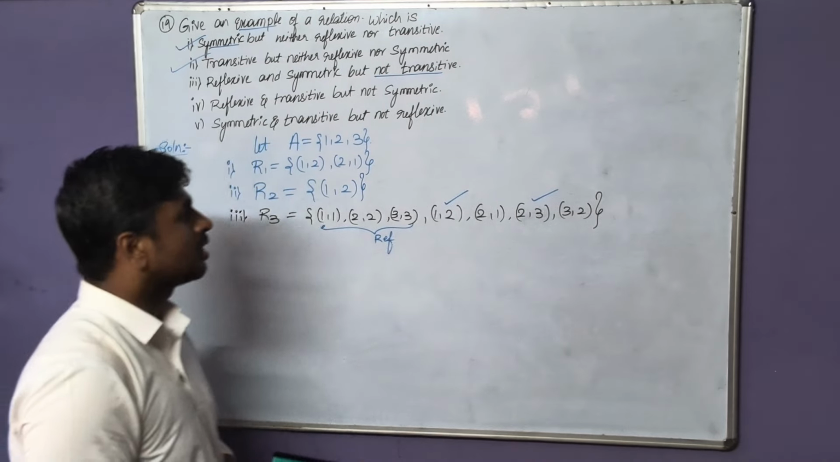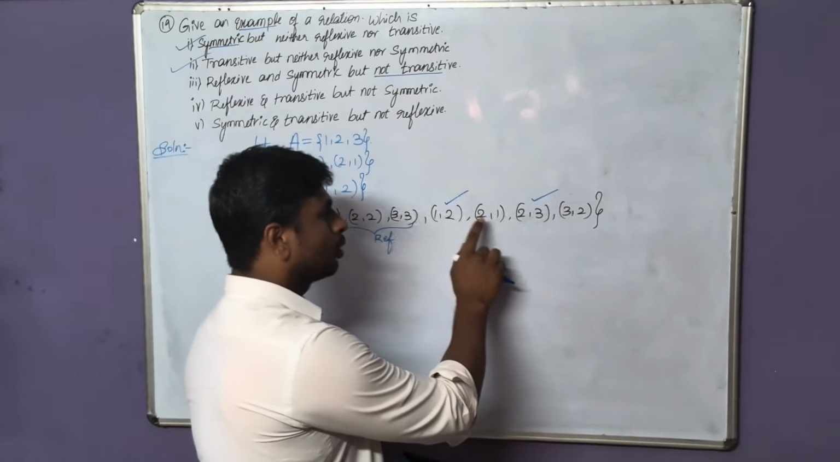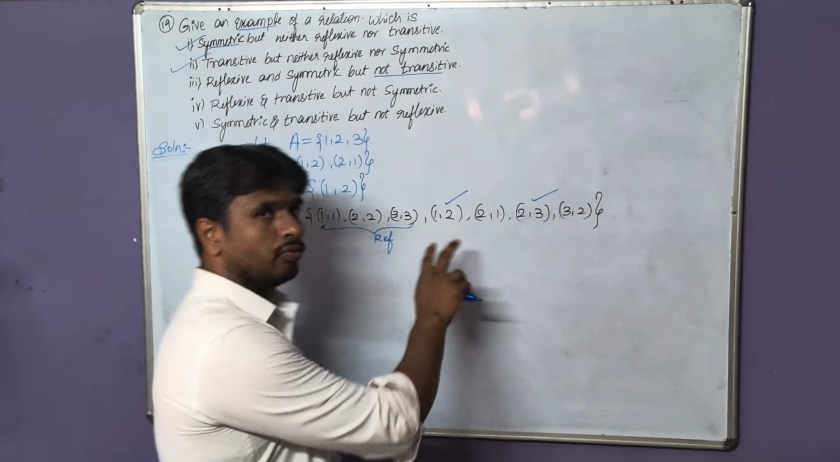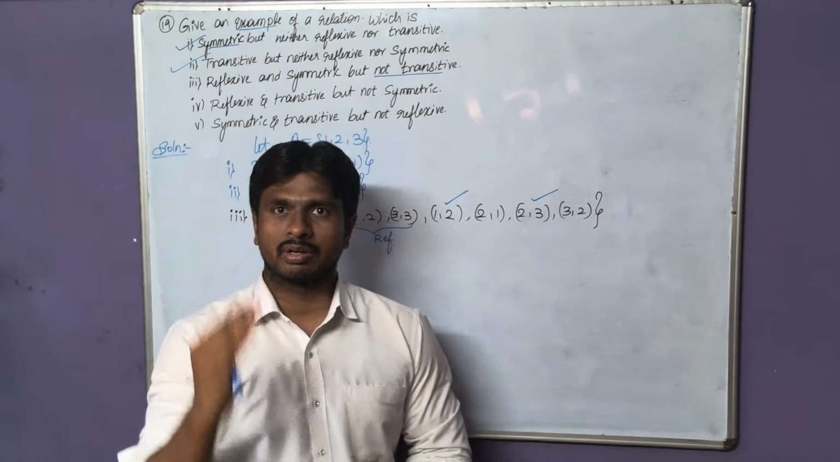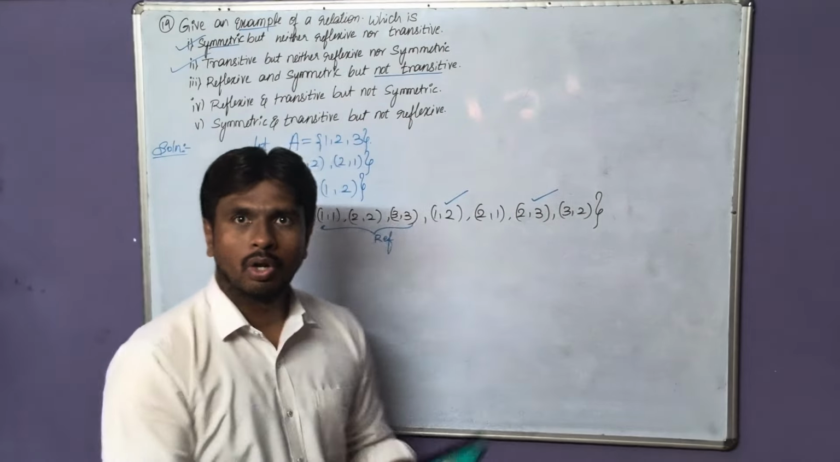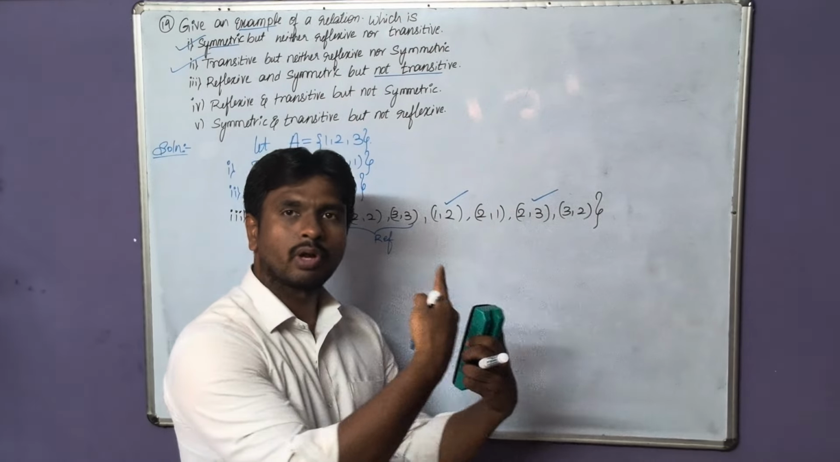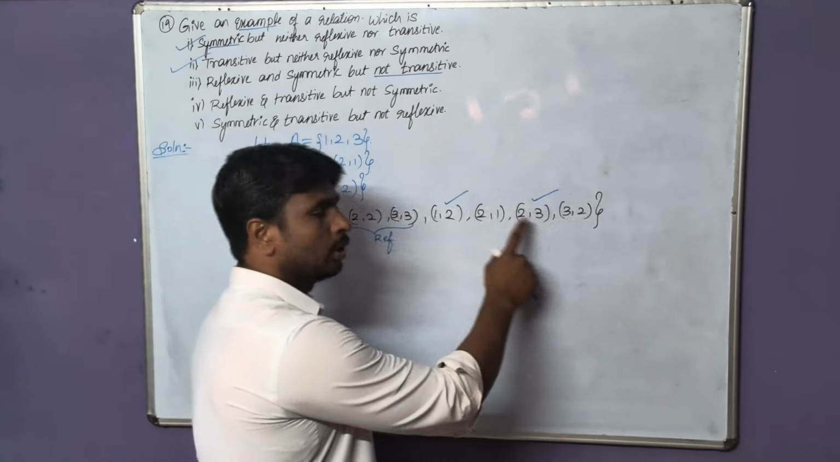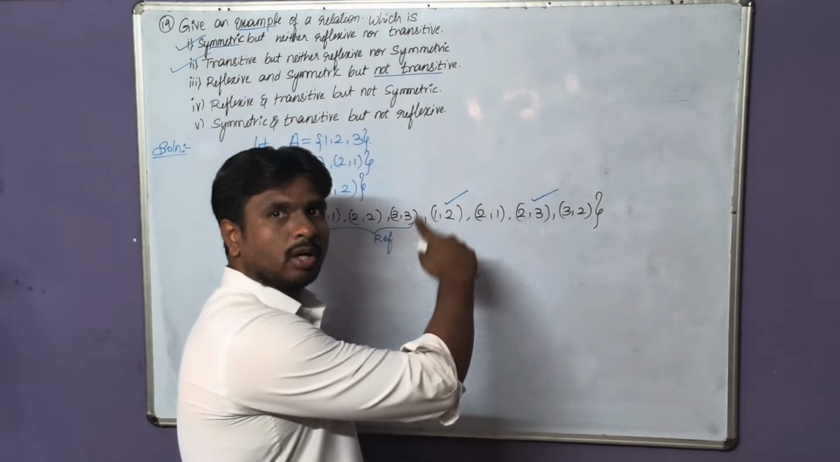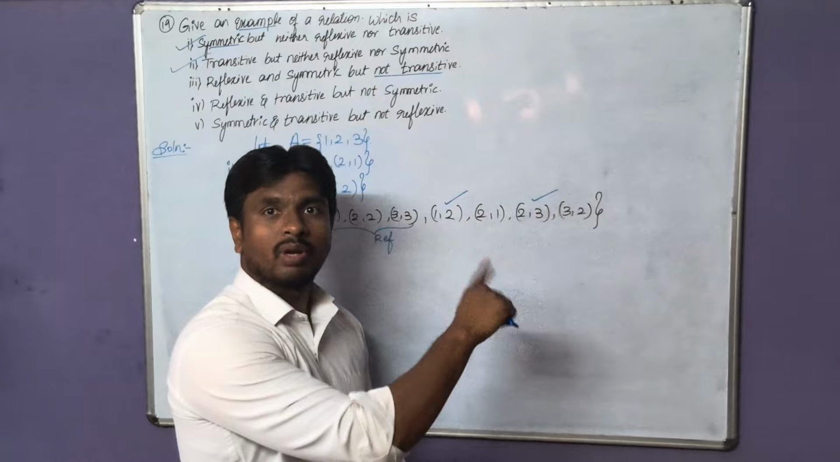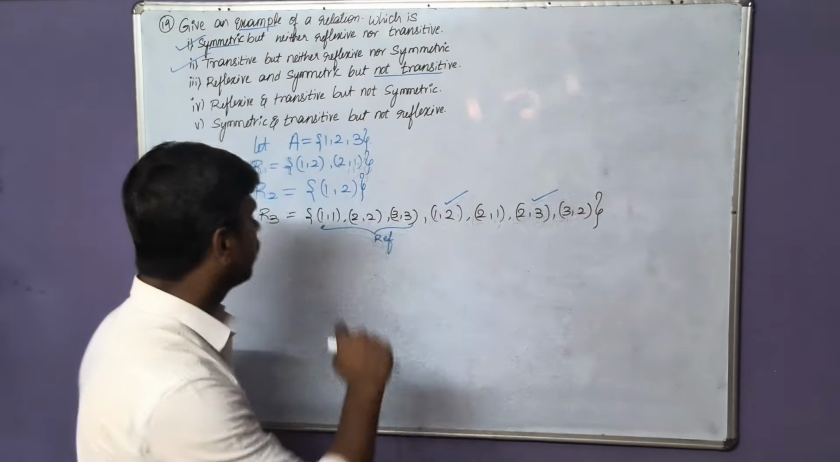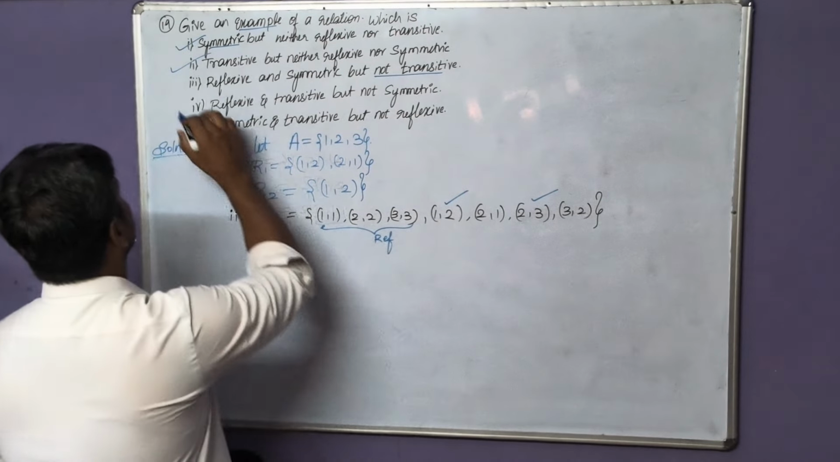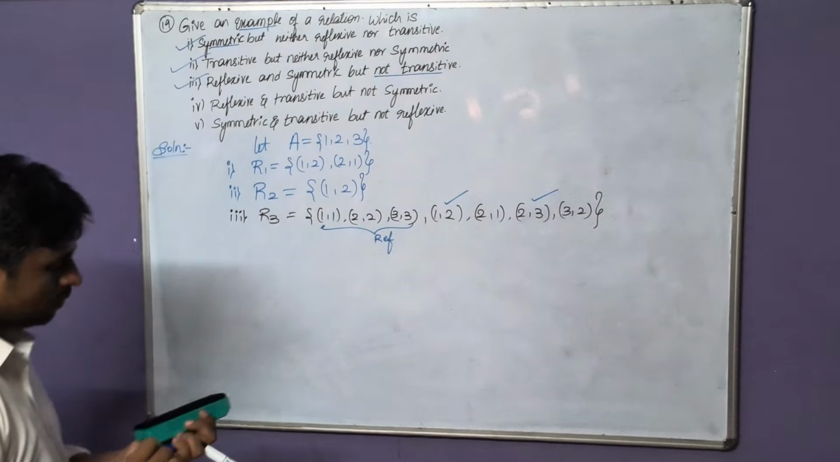Clear? And you may be thinking, sir, it is satisfying for (1, 2), (2, 1), (1, 1). We should say that the given relation is transitive for every ordered pair, not only for 1 or 2. It should satisfy for every ordered pair. When I consider (a, b) and (b, c) as (1, 2) and (2, 3), (a, c) will become (1, 3). That (1, 3) does not belong to R. Therefore, we can say that the given relation is not transitive. So we are done with the third sub question.